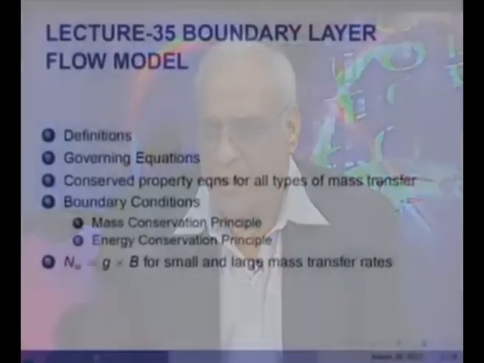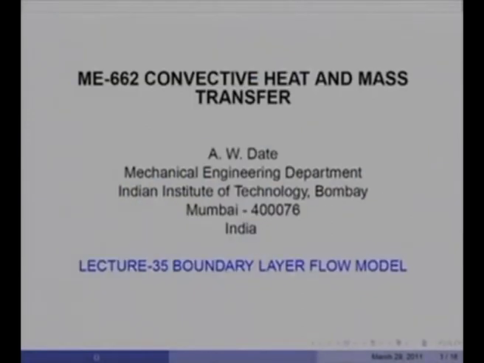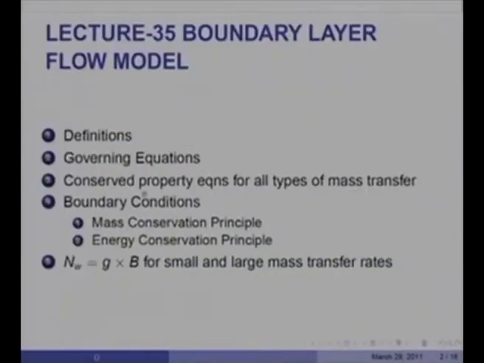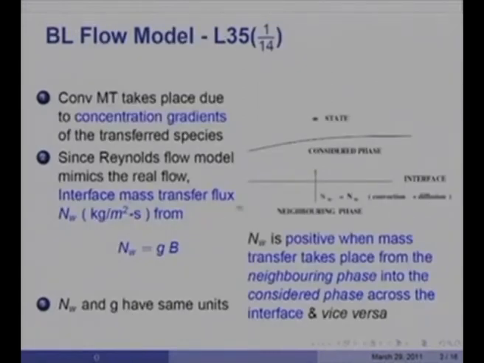model. So in this lecture I will introduce some definitions and then of course look at the governing equations and then we will convert them to conserved property forms for all types of mass transfer problems, and then the main important thing is we will recover the boundary conditions from mass conservation principle and the energy conservation, and ultimately we will show that Nw is equal to gB for small and large mass transfer rates. So the definition of the boundary layer flow model is as follows.